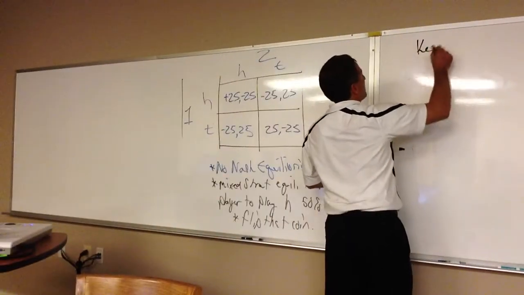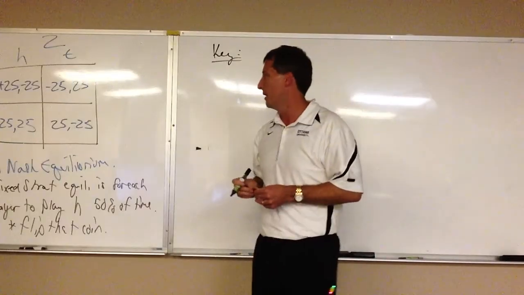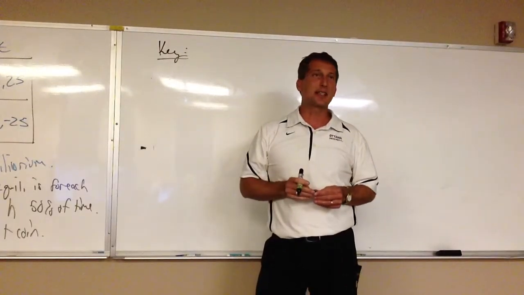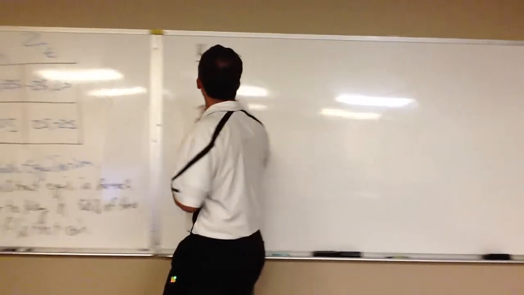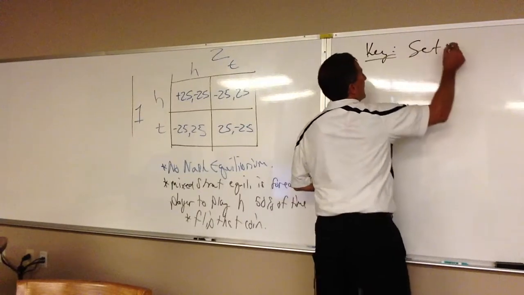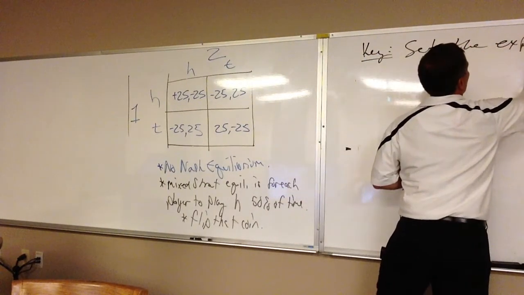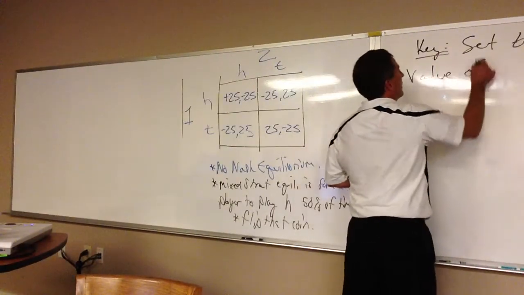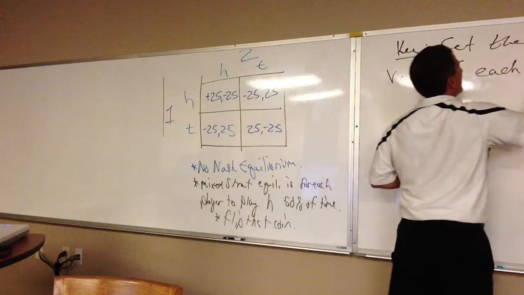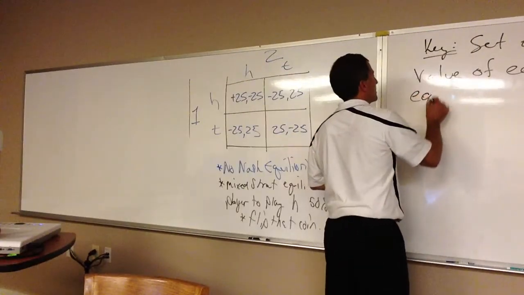And I do want to put down the concept of what we're doing on how you determine that, is that you set the expected value of each outcome equal to each other. So the key is to set the expected value of each outcome equal to each other.